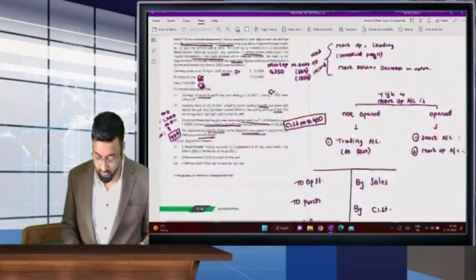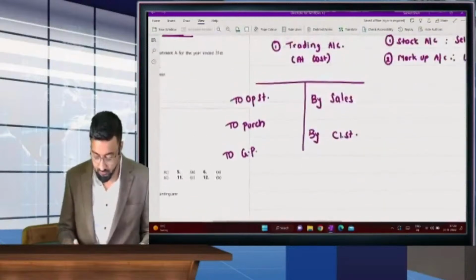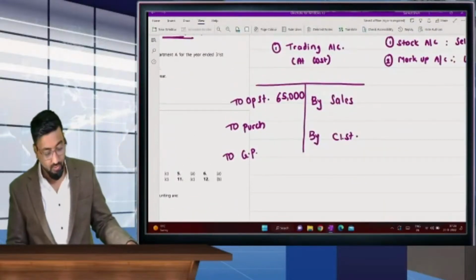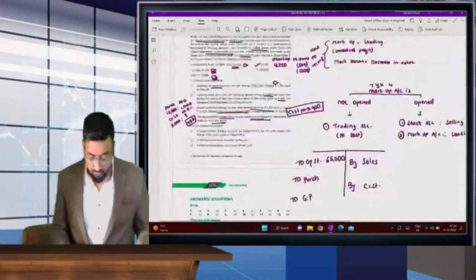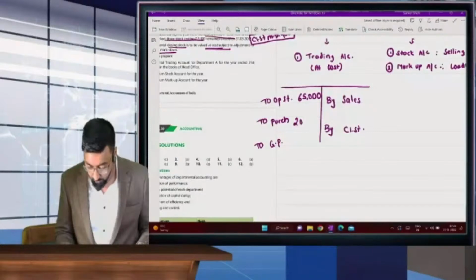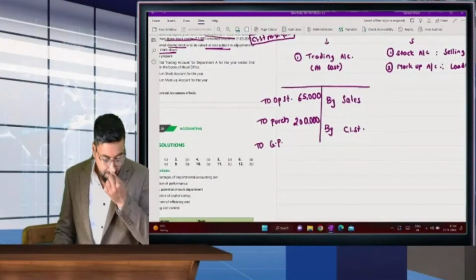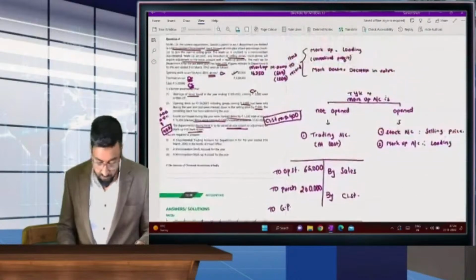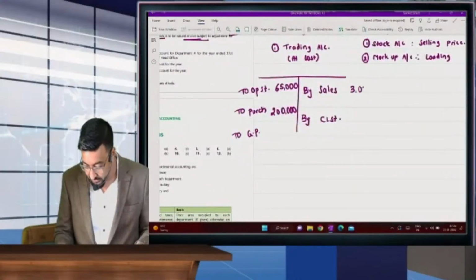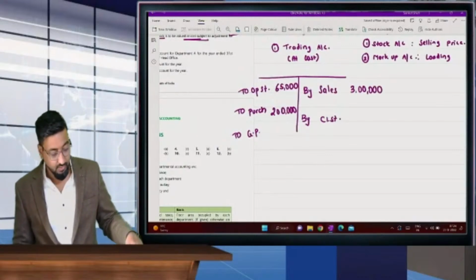Okay, so without markdown markup, I will record 65,000 on the debit side of opening stock. Purchases, I will write 2 lakhs. Sales, rupees 3 lakhs. Okay, sales rupees 3 lakhs.